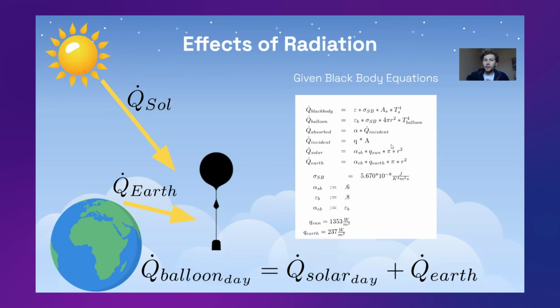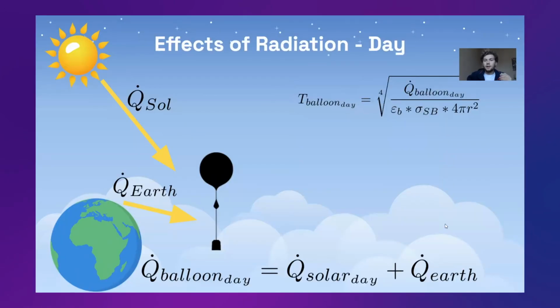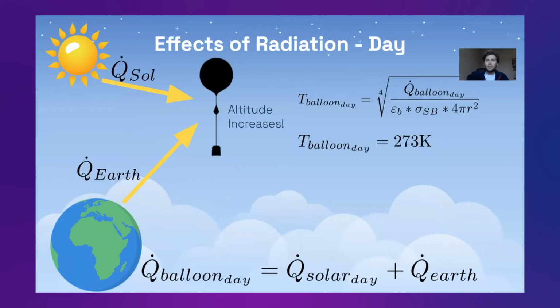And this over here on the right side, the given equations, those just give us coefficients for the different bodies like the sun and earth. So during the daytime, we're going to be getting radiation both from the sun and earth. And using the equation provided in the top right, it can be determined that the temperature of the balloon during the daytime will be 237 Kelvin, which will cause the altitude of the balloon to increase.